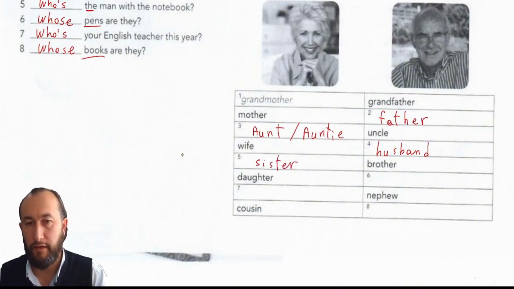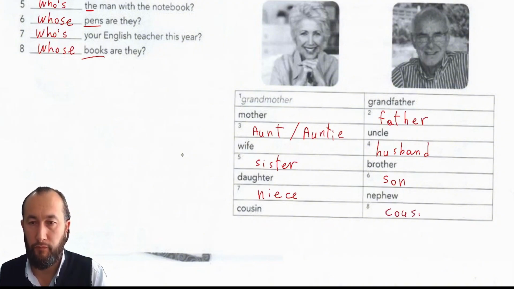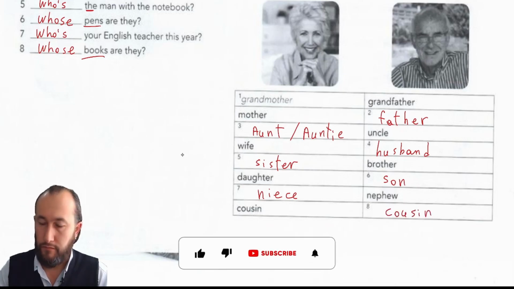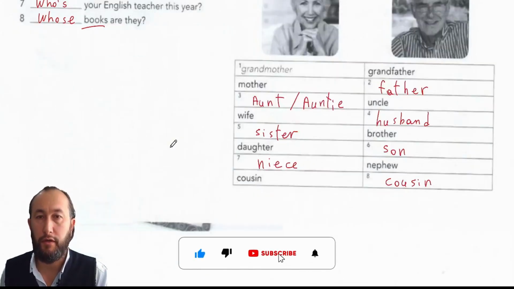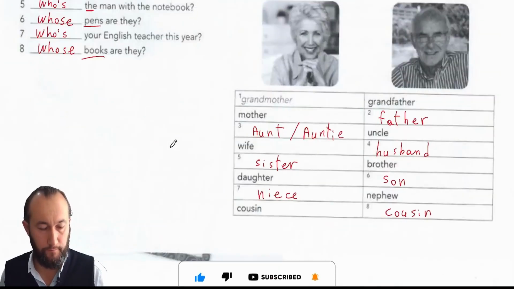Daughter for the male side is son. Nephew is niece for the girls. The niece is your brother's or your sister's daughter. Nephew is your brother or sister's son. Cousin, it will be cousin, same. And that's it, guys. We're going to stop here and we're going to continue with the next page in the next video. Thank you.